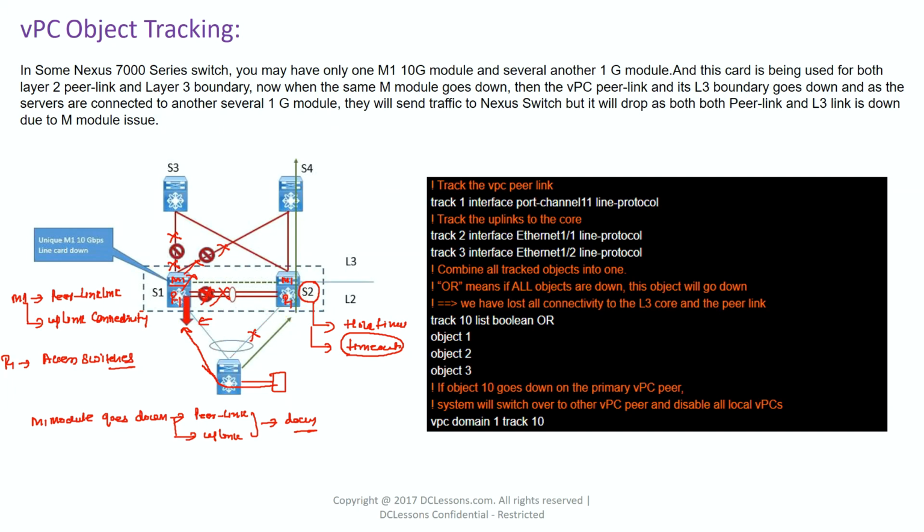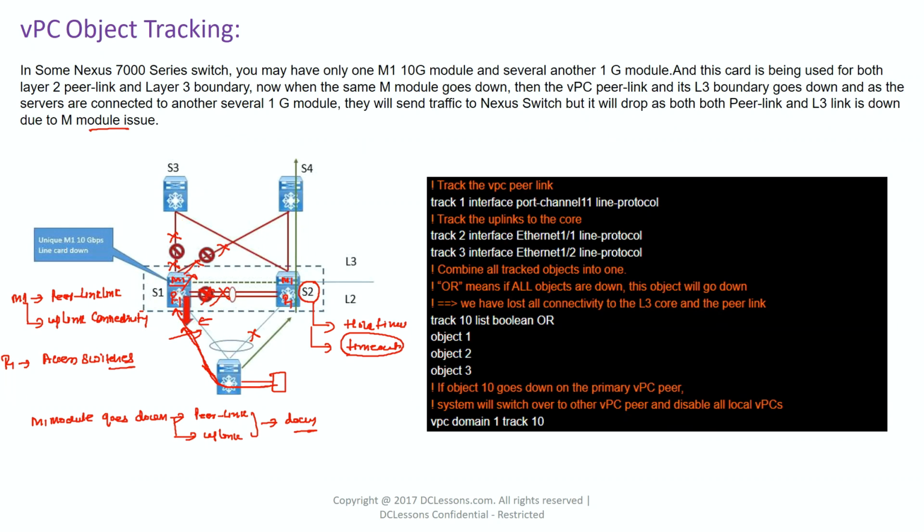To avoid the split brain and dual active scenario, my S1 peer link and uplink are down because of the M1 module being down, but my F1 card is still active and the server is sending traffic, but it does not have any uplink path to send traffic. So in that case, you will see a traffic drop. In order to protect this, we have to configure object tracking. We will track the M1 card line protocol and the port channel line protocol.